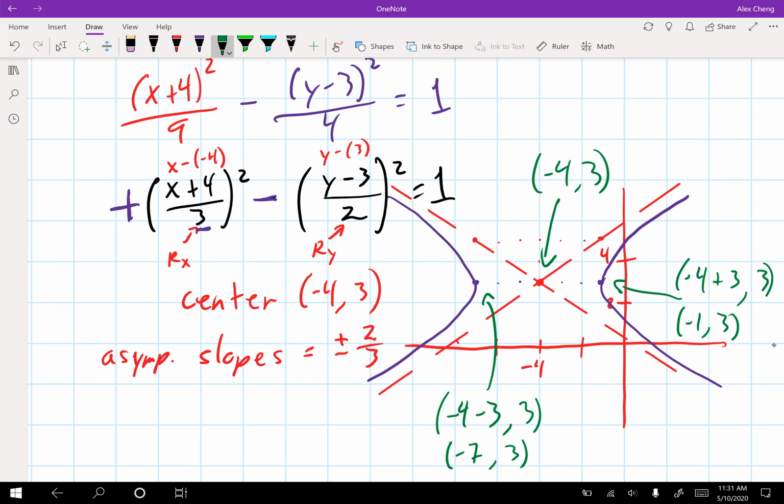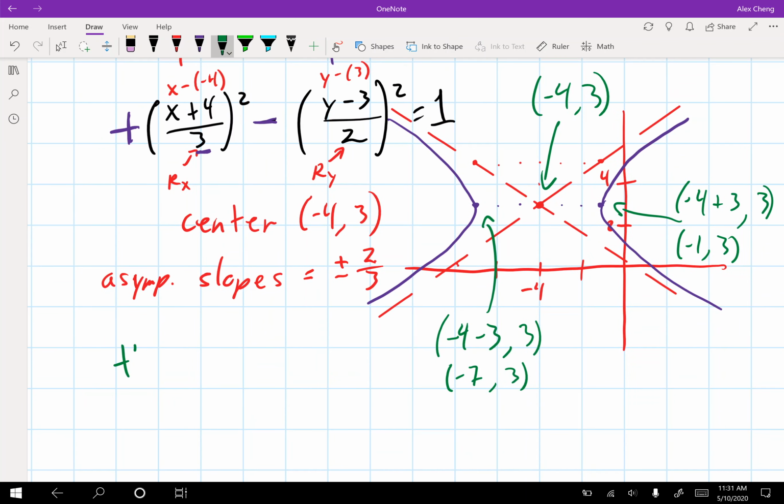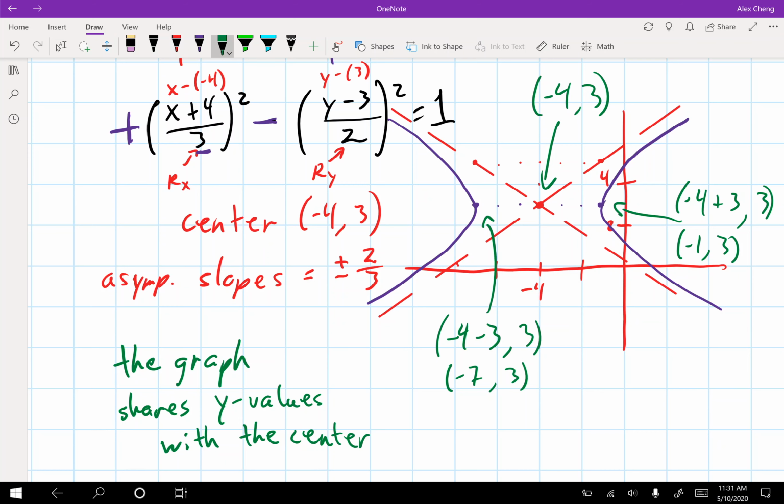Why am I pointing this out? Notice this graph, how could I word this? How about, the graph shares y values with the center. So notice the center is not actually part of the hyperbola. It just helps you graph it. So the graph itself actually does share y values with the center. It does not, however, share x values.